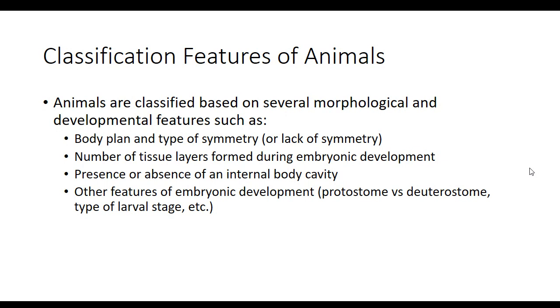The presence or absence of an internal body cavity. The body cavity means something like what we have, this whole abdominal cavity, where your stomach and small intestines and large intestines and spleen and liver are all within that cavity in your body. That's what kind of cavity this is about. Some animals have that and some don't.